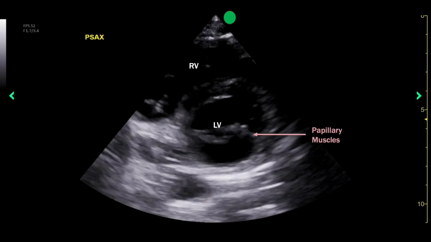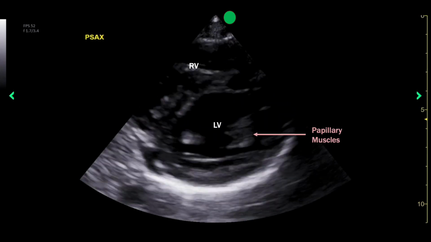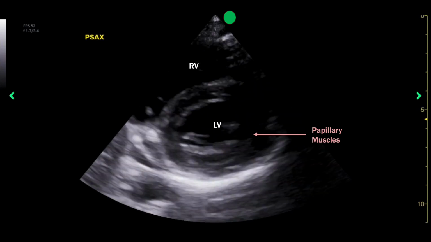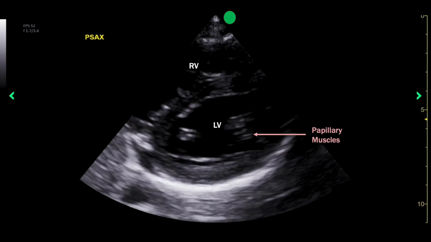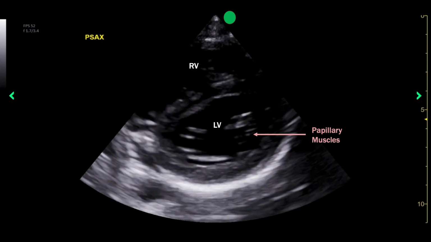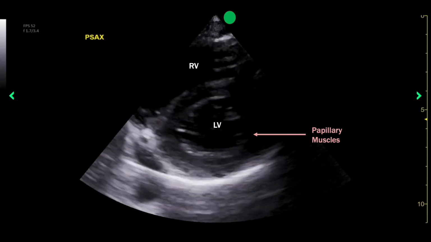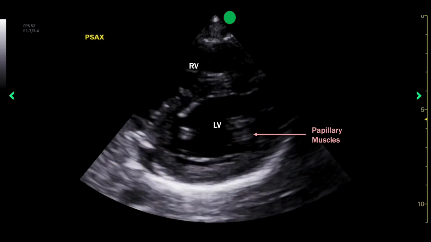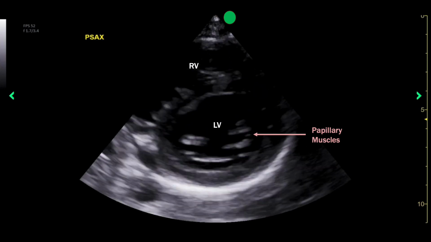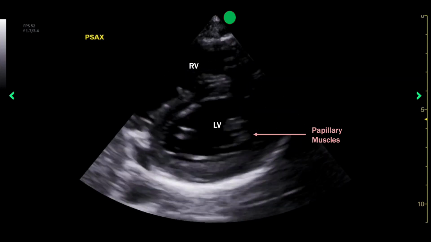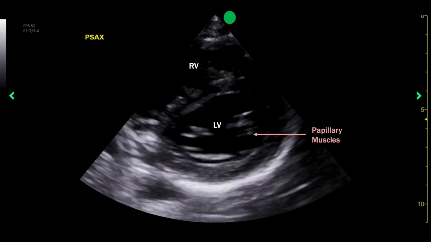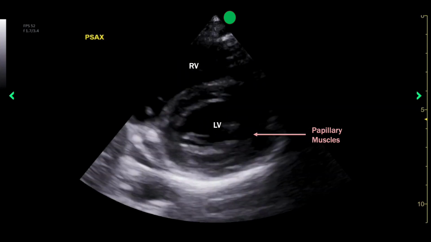Okay, so the mid papillary level, as we can see here, is great to get some information on the overall ejection fraction or left ventricular systolic function. We can see a very nice concentric squeeze of that left ventricle. And you can also look here for left ventricular regional wall motion abnormalities. So in the setting of a myocardial infarction, you could see if there's any particular wall that is having less motion as compared to the other ones.